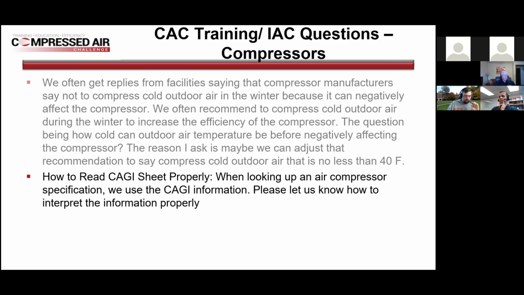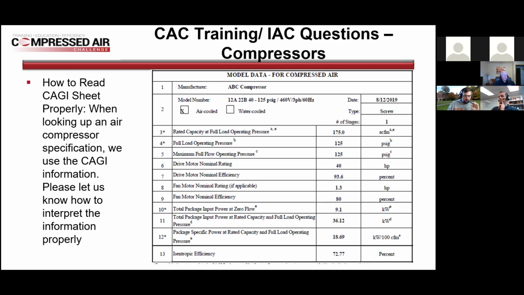KGI data sheets, how to read them properly. Really what the KGI data sheets are showing you is that they're an independent agency that randomly gets the units and does testing on them. What this will show you is your full load capability, your no load capability, the efficiencies of your motors, and the total package, including, if you have an air cooled unit, the actual fan for the cooler. It'll give you the total package kW that you can see there, and then what the actual rated capacity at full load is.